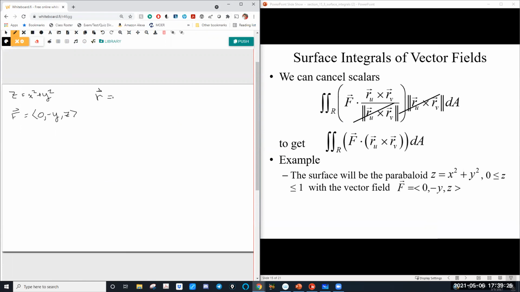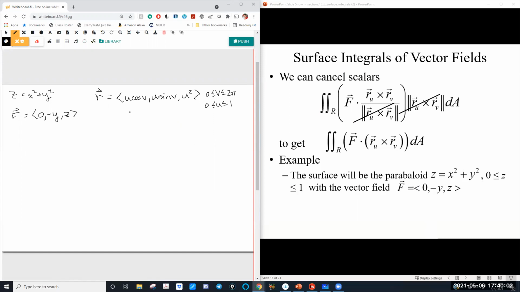So one parameterization for our paraboloid, we could do u cosine v, u sine v, and then u squared gives it that parabolic look. Remember earlier when we didn't have the square, it made it a cone. And for this, we're going to want v to go between 0 and 2 pi and u to go between 0 and 1, because we're only going up to a height of 1.